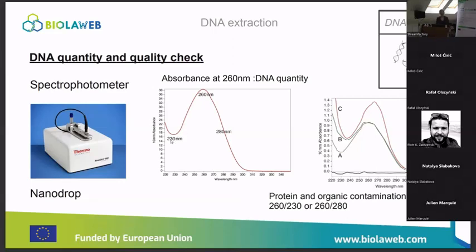For instance, at 230 nanometers, you will have proteins that will absorb at this wavelength. It measures the ratio between the absorbance at the DNA wavelength and the absorbance at the protein wavelength. And if this ratio is not good, that means that you have a lot of proteins in your DNA extracted. And similarly, this device measures absorbance at 280 nanometers, which is the absorbance for more organic contaminants. So in that way, you can see if you have a good quantity of DNA and a good quality of DNA.